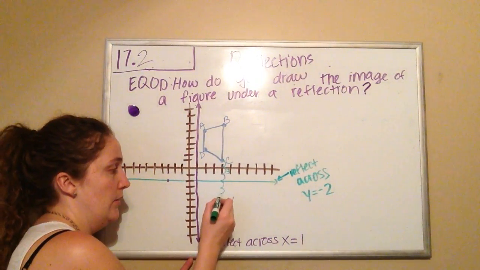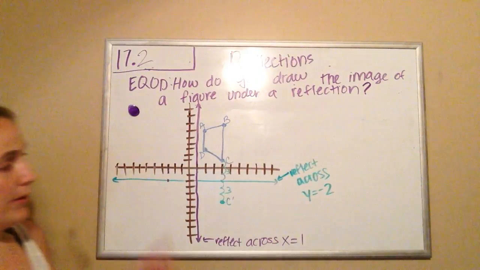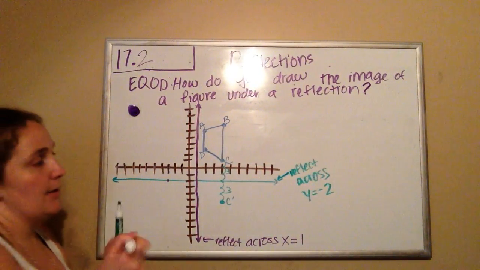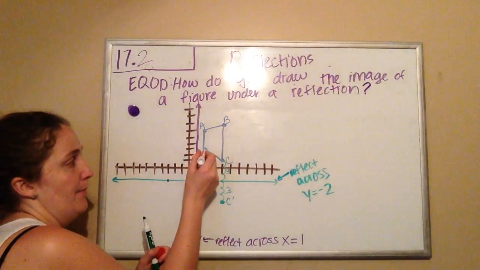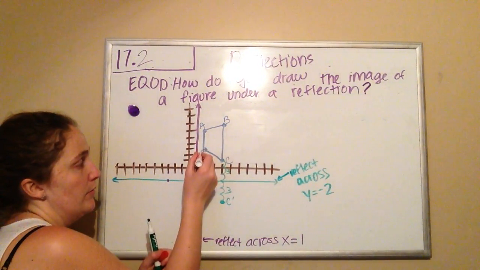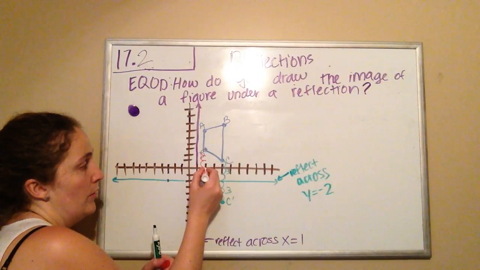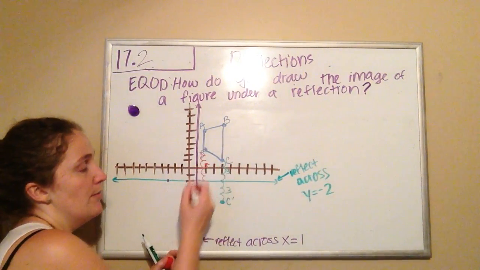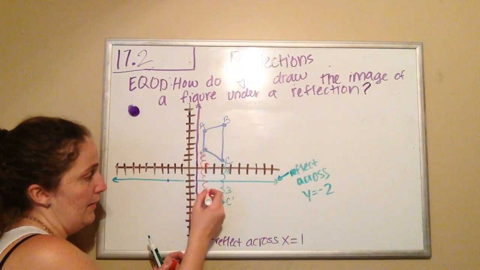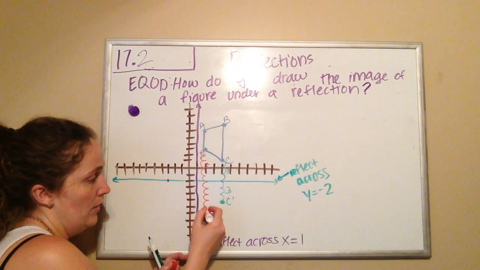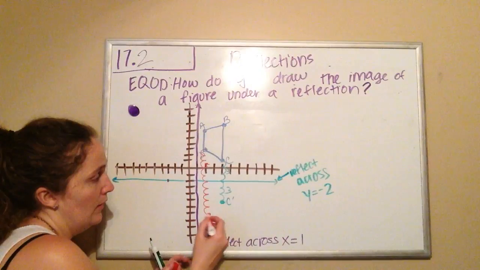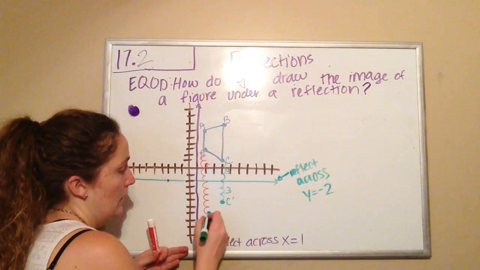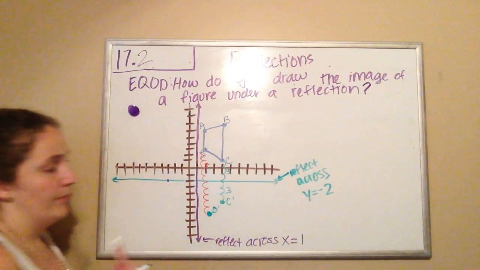Alright, to get my D prime, I'm going to count how far that point is away from my line of reflection, which is 1, 2, 3, 4, 5. That's 5. So I'm going to go 5 more away to get my D prime. 1, 2, 3, 4, 5. And I've got right here my coordinate point D prime.